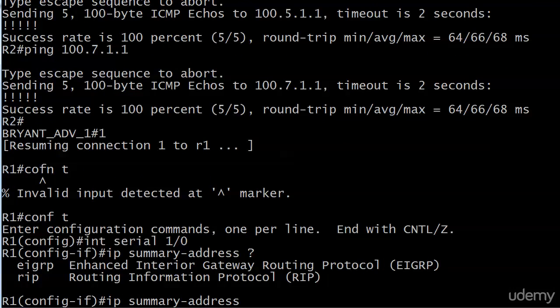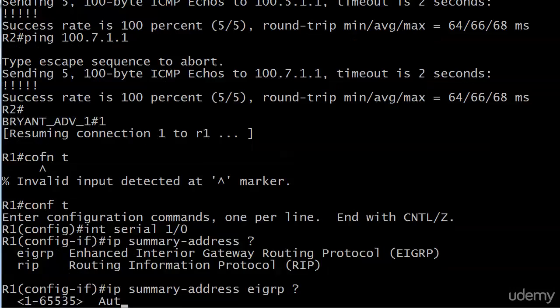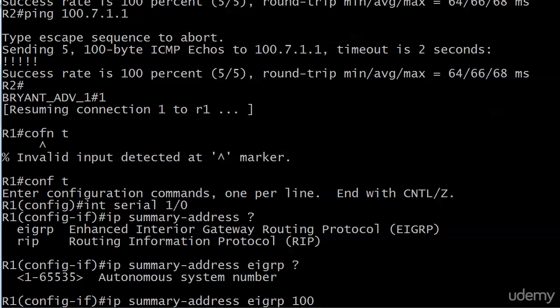We have some IP summary address. And we definitely want to put EIGRP here. And then we have to put our AS number. Keep that in mind. That's a good question for multiple choice. They show you a summary address command. It's like, hey, what's this number in the middle? And it's the autonomous system number. EIGRP, you almost always have to put the autonomous system number.